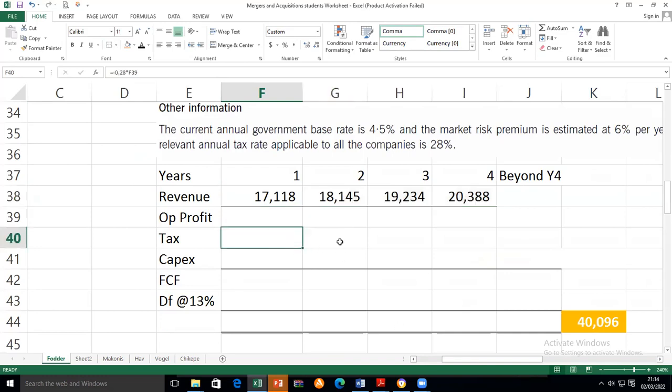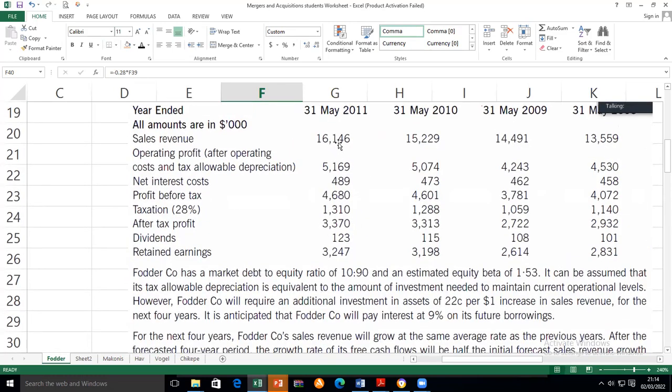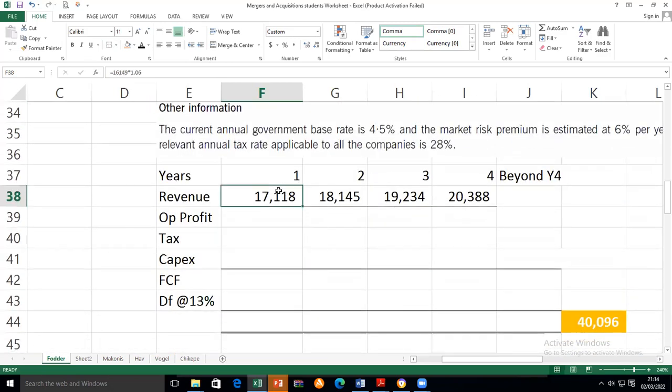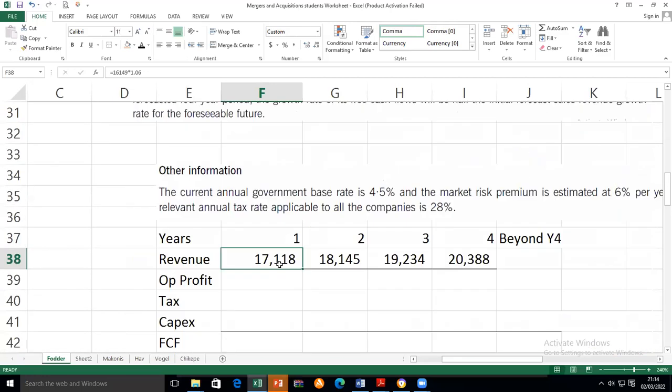Some of you are saying, wait a minute, Mr. P, where did you get the first one? No pressure. 16,146 multiplied by 1.06. That's what I've put in here. 16,146 multiplied by 1.06. There we are.